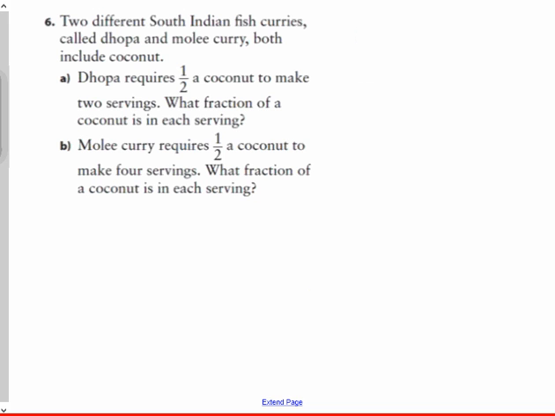Question number 6. We're going to skip 5 and go right on to 6. It says there are 2 different South Indian fish curries called dopa and mole. Both include coconut. Dopa requires half a coconut to make 2 servings. What fraction of a coconut is in each serving? So what we're going to try and do is we're going to try and contextualize or put into context with a picture what this means.